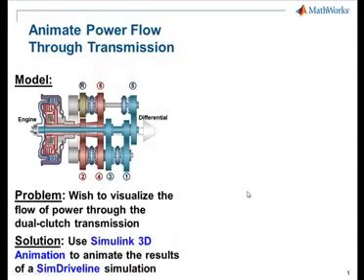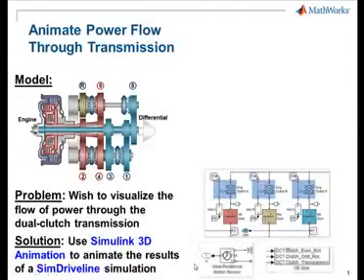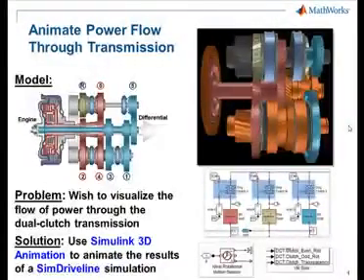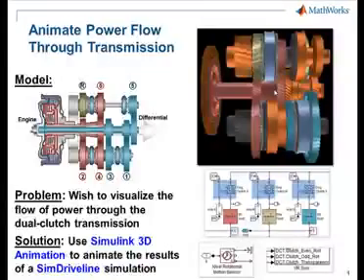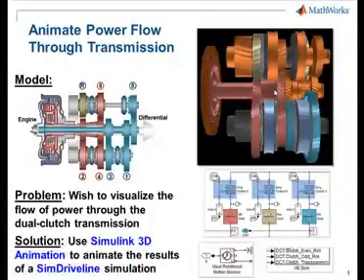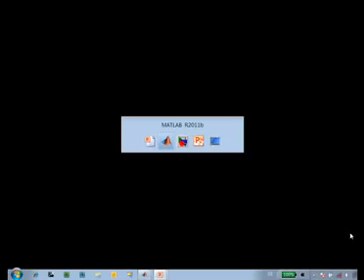We'd like to animate the flow of power through this dual clutch transmission. We're going to do that by using Simulink 3D Animation to animate the results of a Sim Driveline simulation. Our Sim Driveline model contains gears, dog clutches, and the input clutches that control the shifting of gears in the transmission. We're going to send the simulation data to Simulink 3D Animation to produce this 3D animation, where you can see that the flow of power is highlighted in orange as the transmission shifts gears. I'll now switch over to the model so that you can see how this is done.